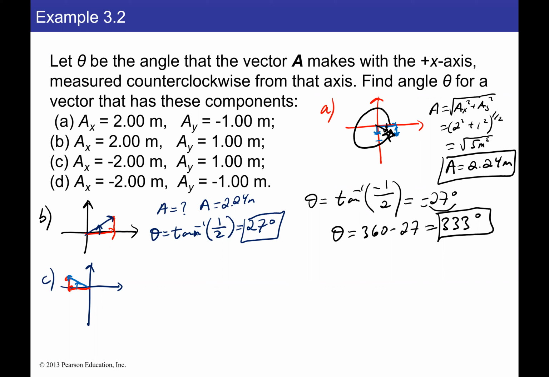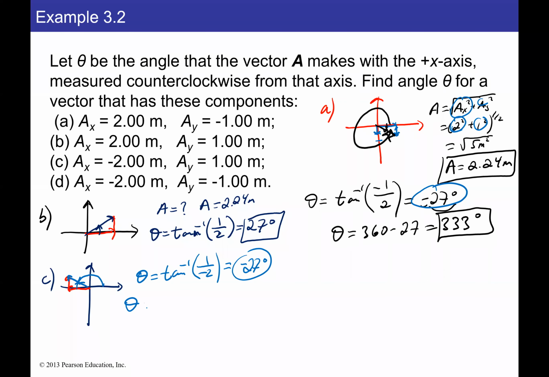Remember, even if you have a negative or positive, you are squaring those values, right? So you're going to get the same for A. But theta will be inverse tangent of 1 over -2. And what I'm going to get here is -27 degrees. Now, what does it mean, -27? Is it the same as this -27? No, because this -27 is with respect to the negative x-axis. And what I want here is this theta.